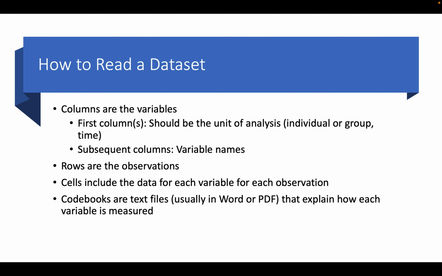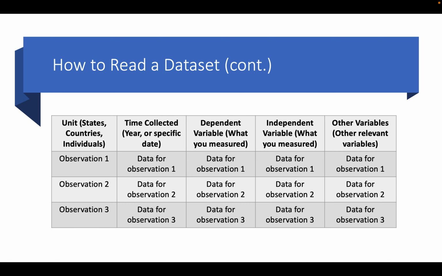Codebooks are text files, usually in Word or PDF, but sometimes in .txt files, that explain how each variable is measured. Some codebooks can be quite elaborate. If we look at a data set hypothetically, you can see on the far left the column is headed by unit: states, countries, individuals, or time. Observation 1, Observation 2, and Observation 3 tell us that there are 3 observations in this hypothetical data set, or an N of 3.